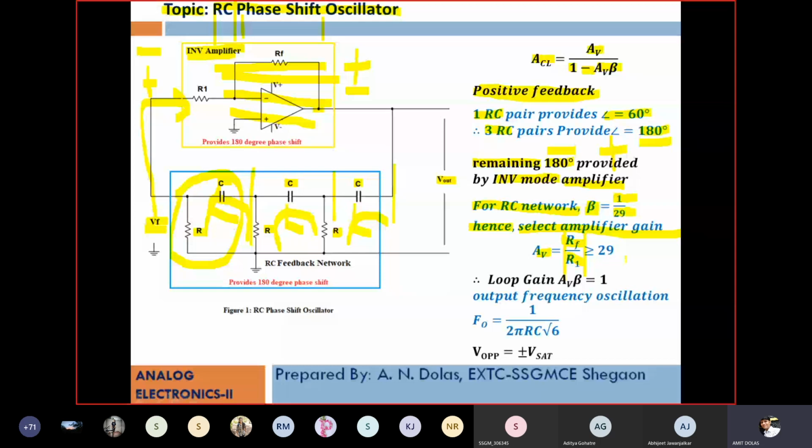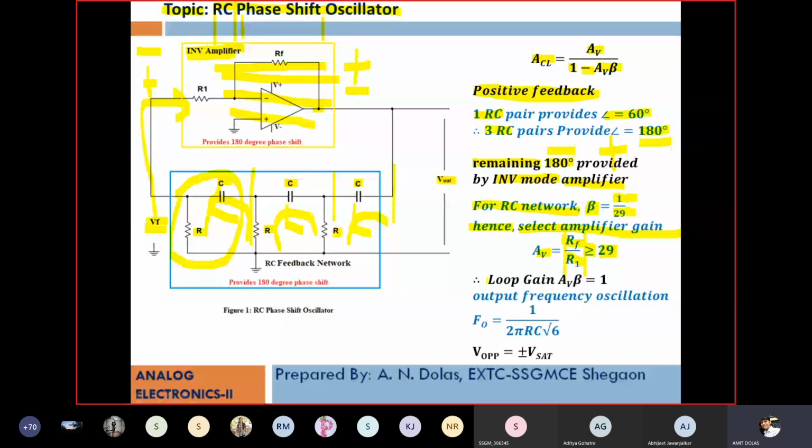Theoretically, if it is 29, then A_V beta, that is 1 by 29 multiplied by 29, will be 1. But due to certain stability problems, like the change in temperature and the change in current due to temperature, it will not be stable. So slightly greater than 29 is always preferred, like say 30, 31, whatever, not too large like 100, 200. Slightly greater than 29 is preferable in a practical circuit, although theoretically 29 is said by Barkhausen. So if we select the RF by R1 ratio equal to say 29, then the loop gain becomes 1.